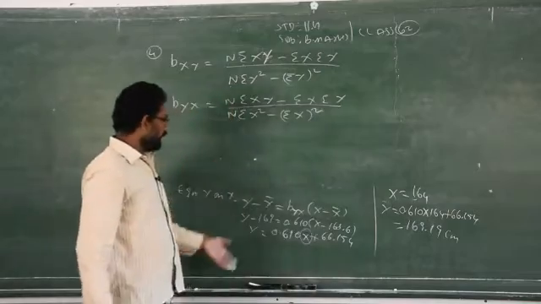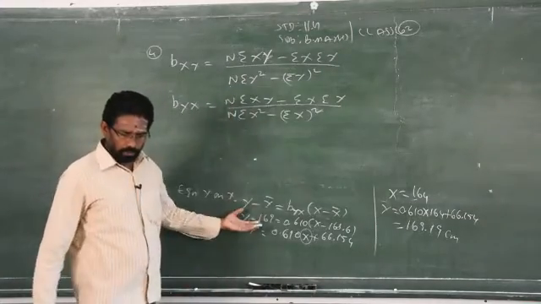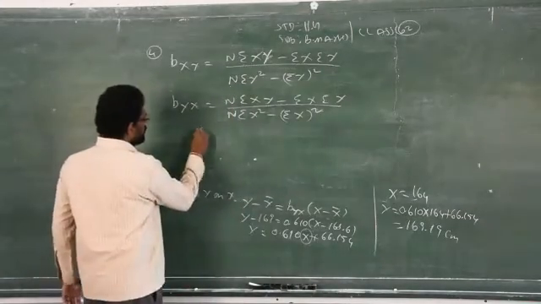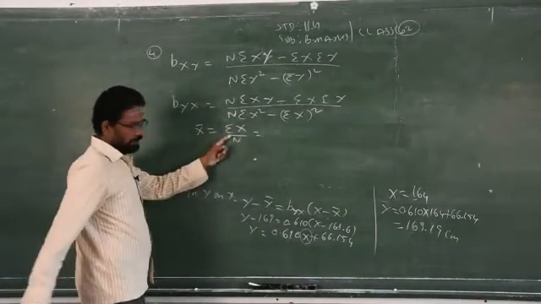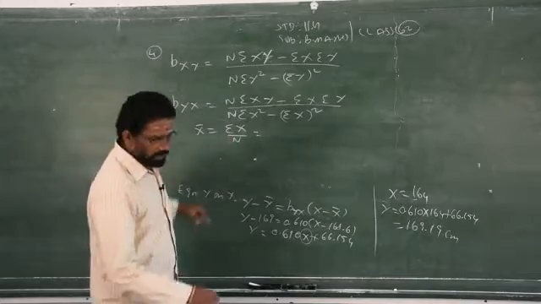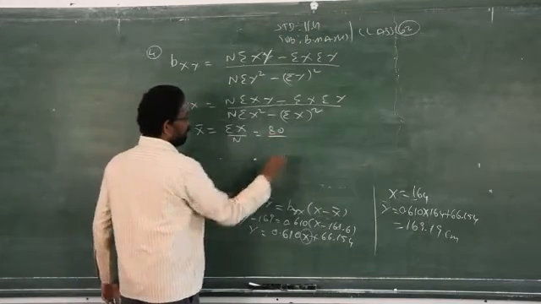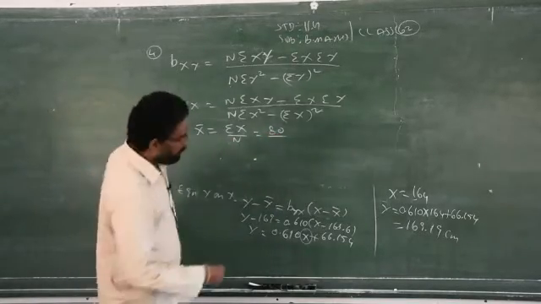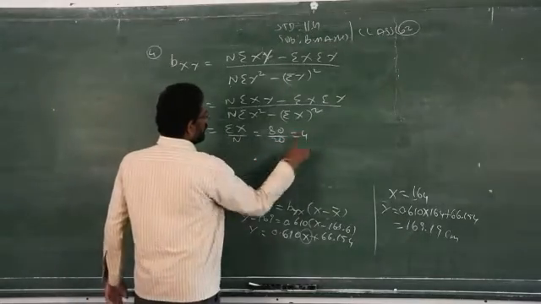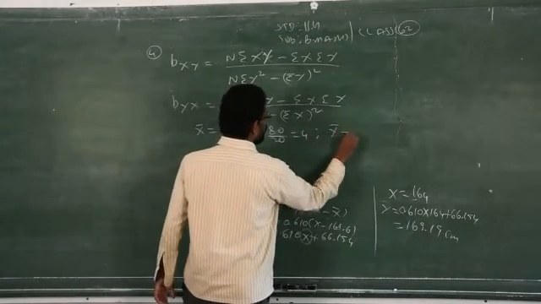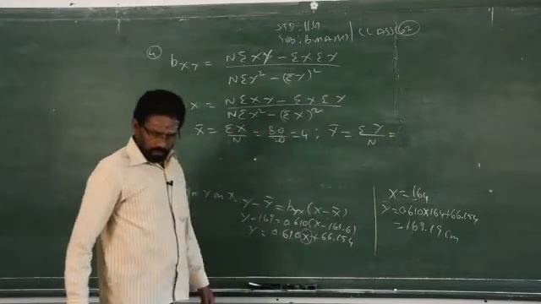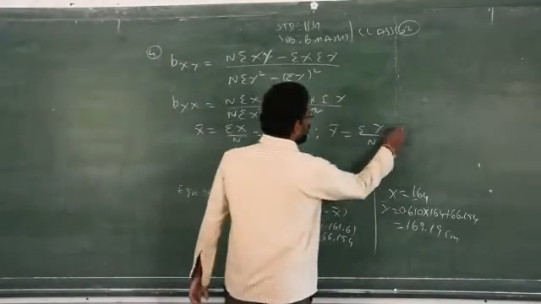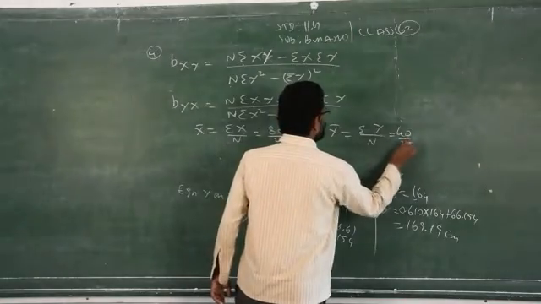Clear? After that, find out x bar. What is x bar? Summation x by n. This information is given already in the book. Summation x is given as 80, number of data n is given as 20. To simplify, you will get 4. Similarly, you have to find out y bar, that is summation y by capital N. What is your summation y? 40. 40 by 20 will give you 2.